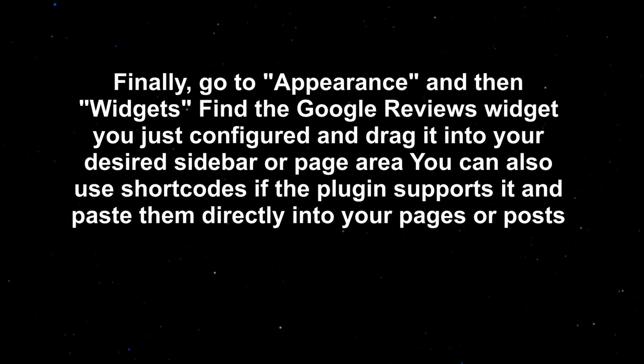Finally, go to Appearance and then Widgets. Find the Google Reviews widget you just configured and drag it into your desired sidebar or page area. You can also use shortcodes if the plugin supports it and paste them directly into your pages or posts.